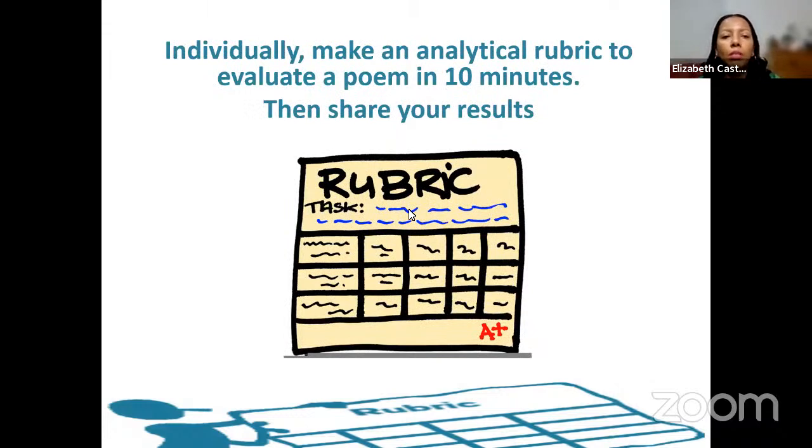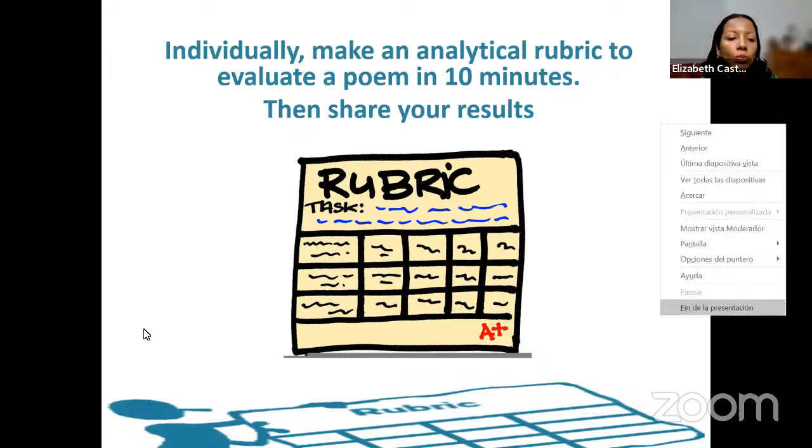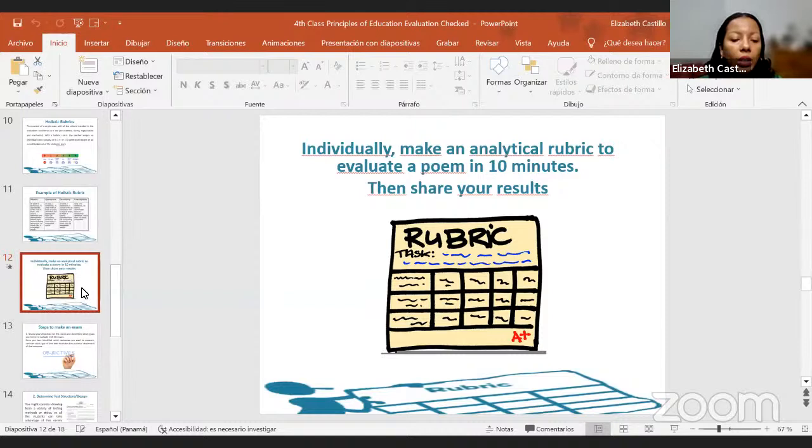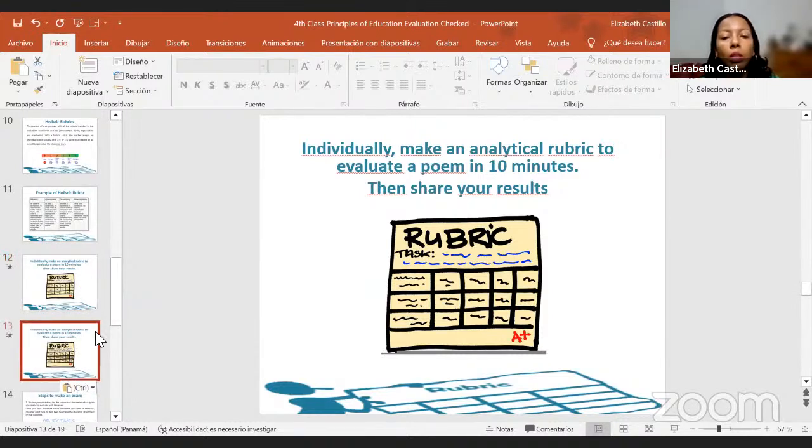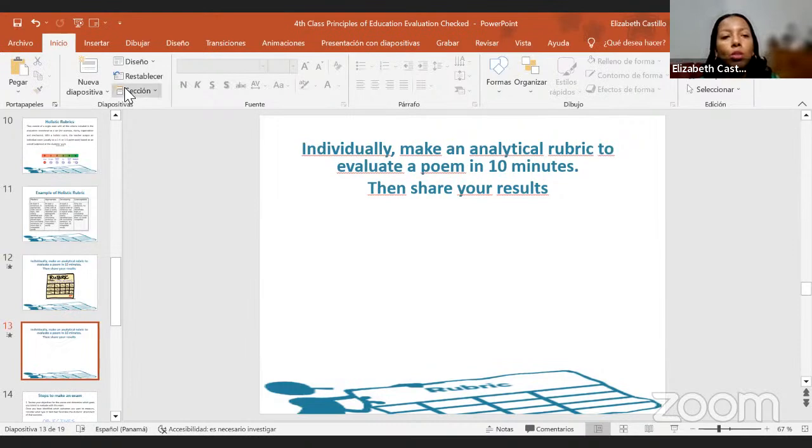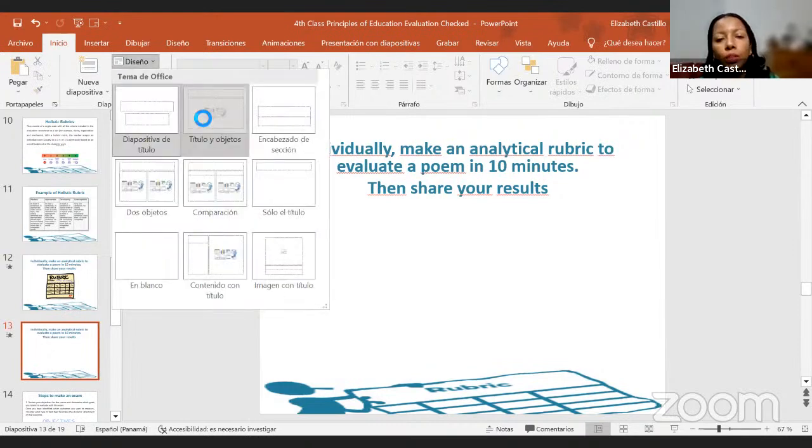Then what are we going to do now? Well, right now we're going to take some time to create our individual rubric. We're going to make an analytical rubric to evaluate a poem. We're going to take 10 minutes to do this. And we're going to see the areas that we're going to evaluate. Okay. Due to the situation that nobody is here with me, I'm going to do it with you.